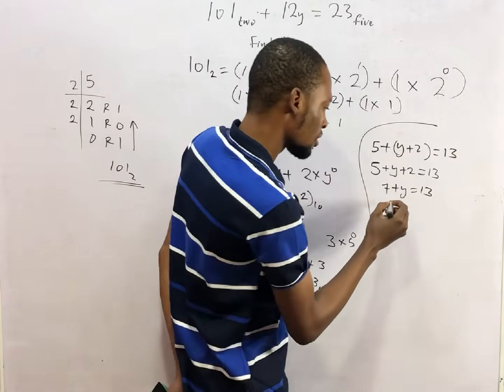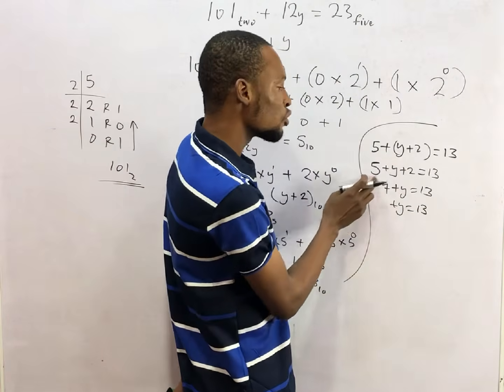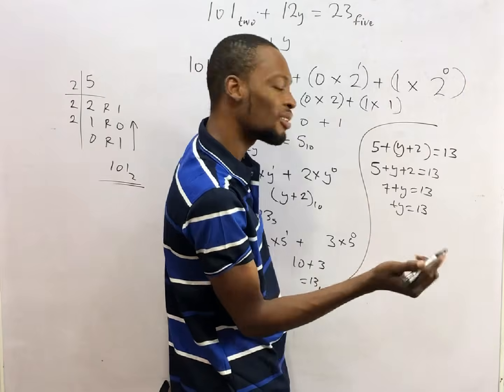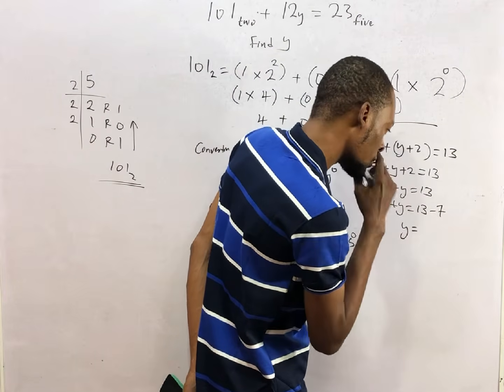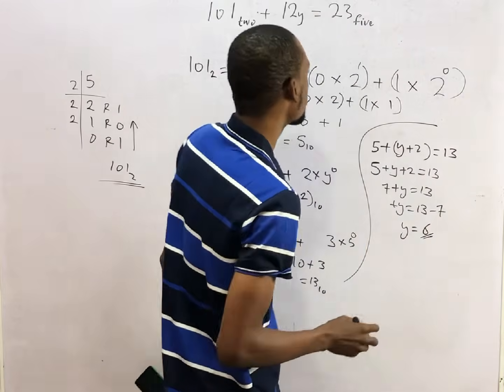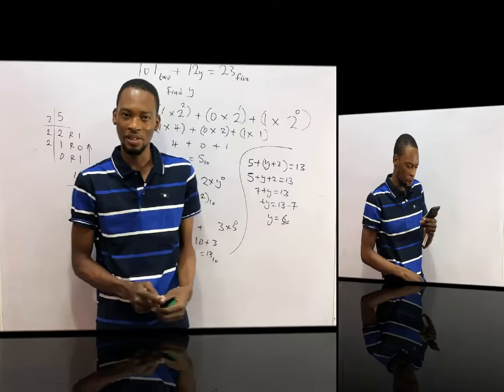Collecting like terms, y is equal to 13. As 7 goes to the other side, 7 becomes minus. So minus 7. y is simply equal to 6. So the value of y is 6. That is the answer to this question.